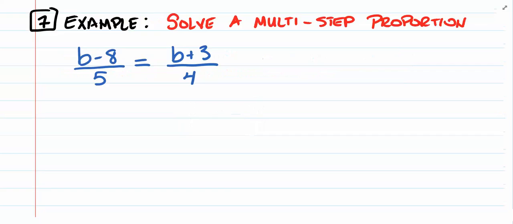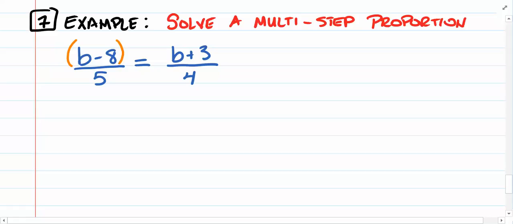Box number 7 is an example of a multi-step proportion. It says that b minus 8 divided by 5 is equal to b plus 3 divided by 4. So I want you to consider the numerator in a set of parentheses as one number. It will help you if you consider that to be one number. Same thing on the right hand side. Consider the b plus 3 to be an entire number, so keep it together.